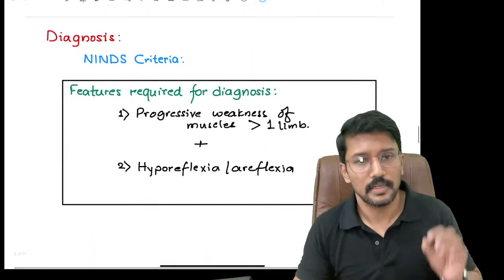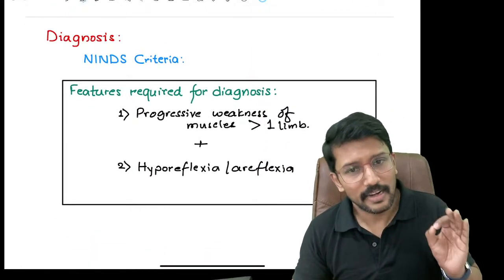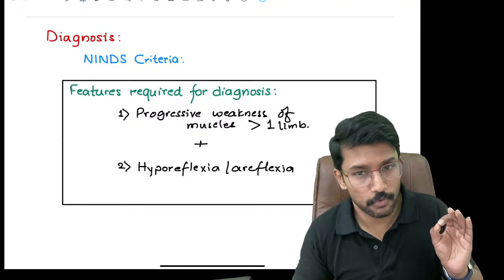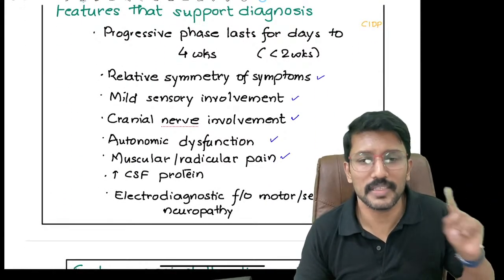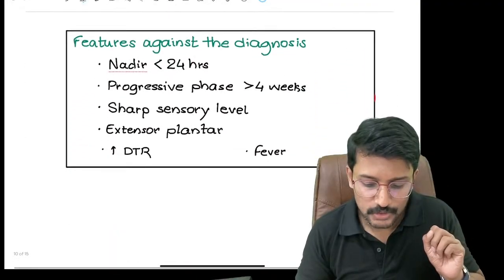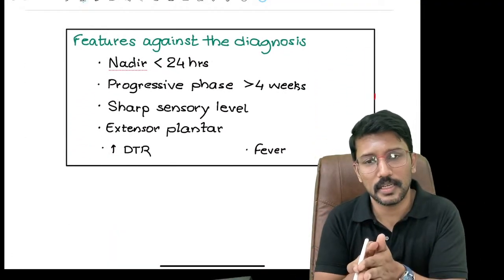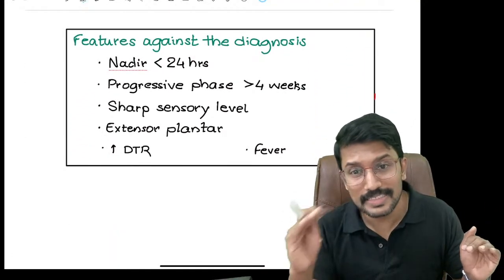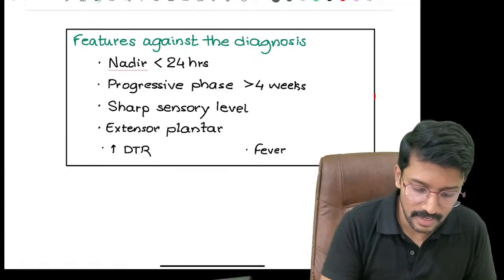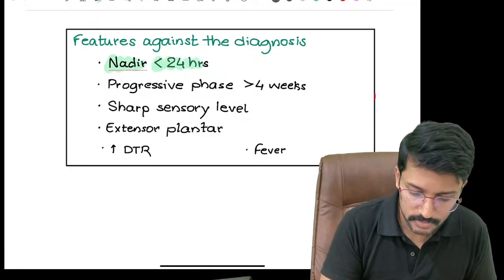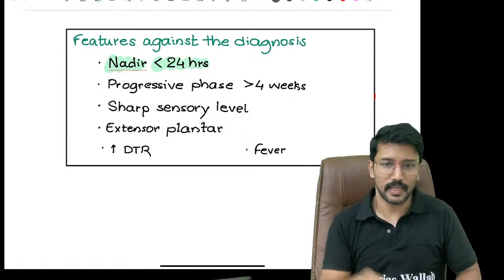Again, summarizing, progressive weakness and hyporeflexia or areflexia are a must for diagnosis. The other features I just listed support the diagnosis, but there are some points which actually refute it. If these are present in a case, it is most likely not GB syndrome, but something else. What are these? The first point to note here is nadir within 24 hours. Now you may be thinking, what is this nadir? Nadir means the lowest.